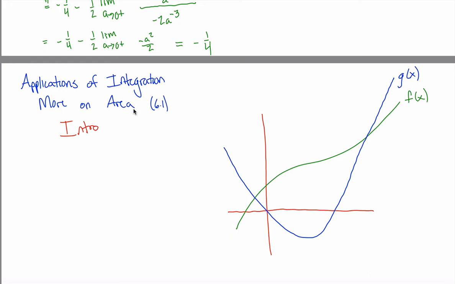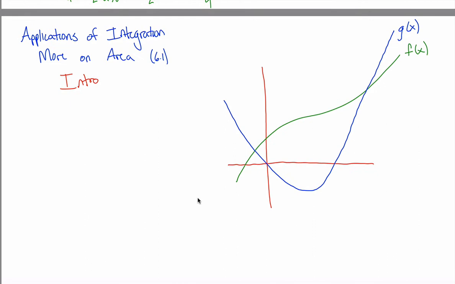So the questions in 6.1 where we learn a little bit more about area might look different than the questions that you've seen before about the area underneath the curve, but I want to make the argument that it's really the same. So a typical 6.1 question might ask you to find the area that's bounded by these two curves, f of x and g of x.